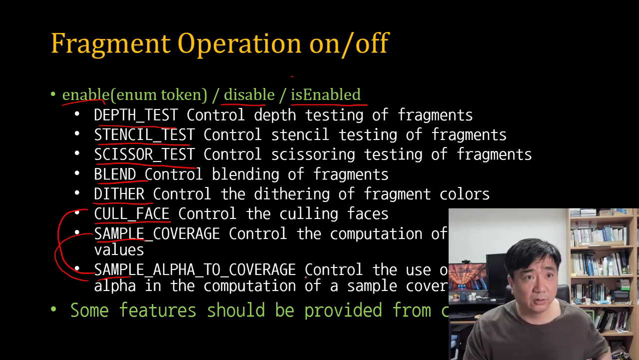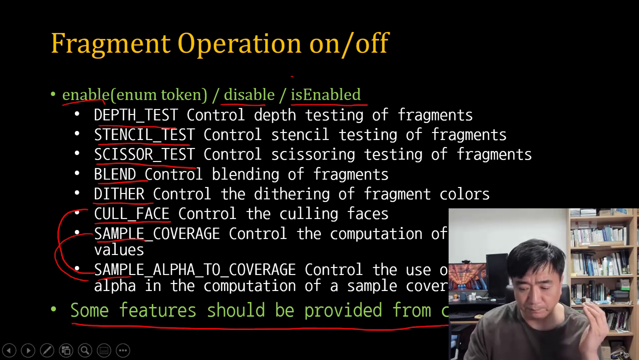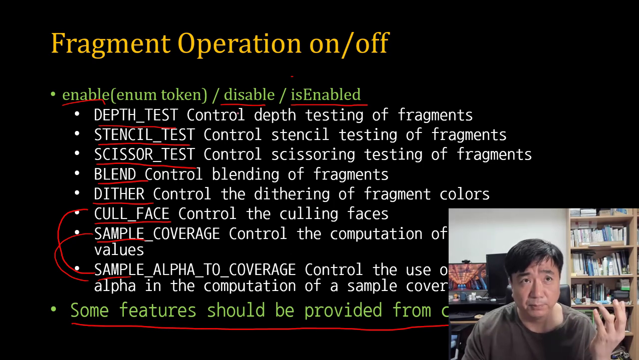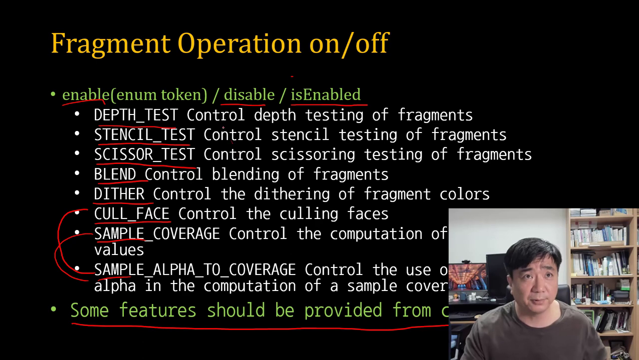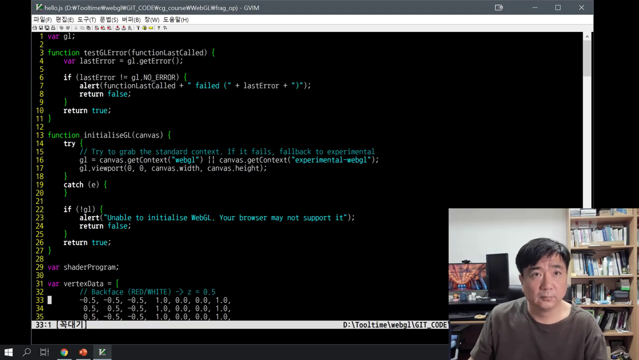And we need to know that some features should be provided by the canvas. For example, if the web browser does not support depth test, then of course we cannot control the depth test. When you create a WebGL context, if we turn off the depth test, we cannot use depth, for example.